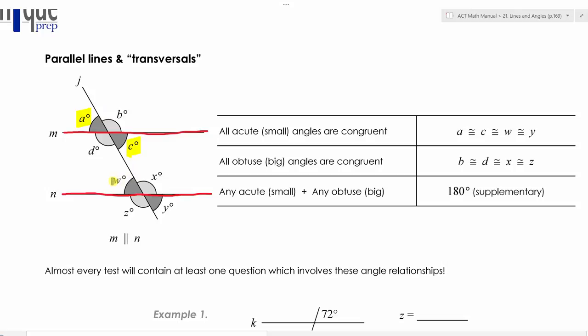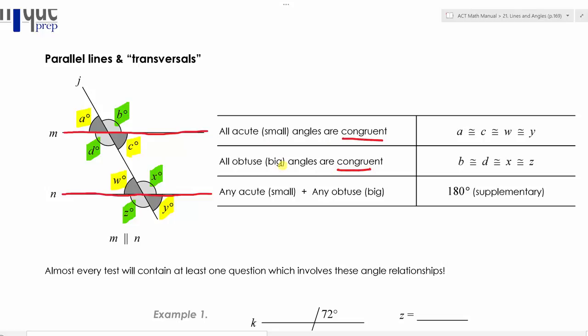And then down here, it looks like W and Y are also the small angles. Back up top, we can see pretty clearly that B and D are the big angles, the obtuse angles, and down here, Z and X are the big angles. All you need to know is that all of the angles that I just highlighted in yellow, the small angles, are all congruent. All of the angles that I just highlighted in green, the big angles, are congruent.